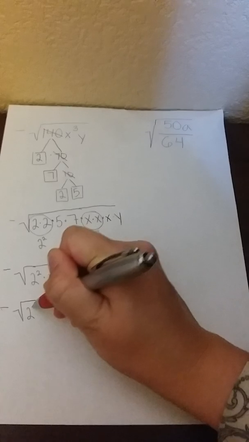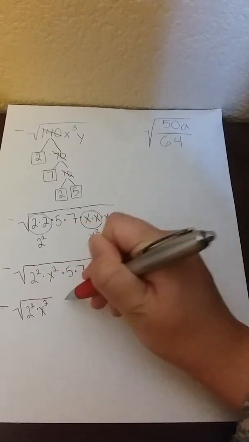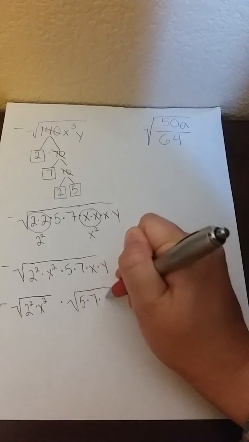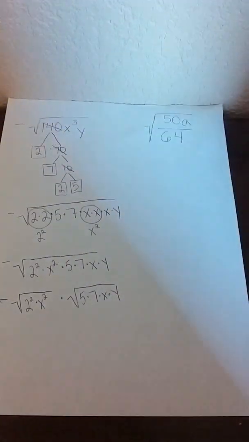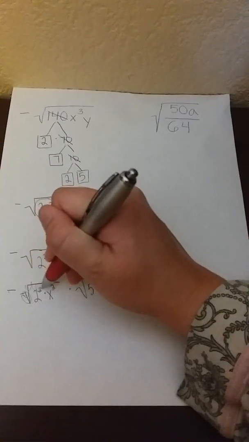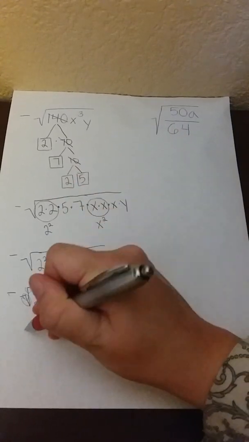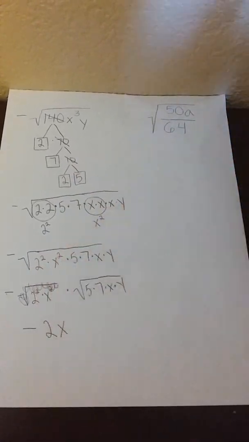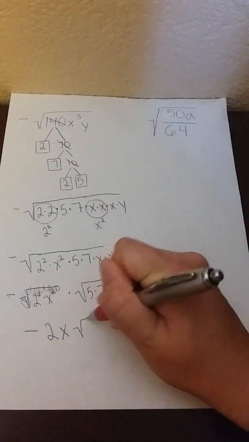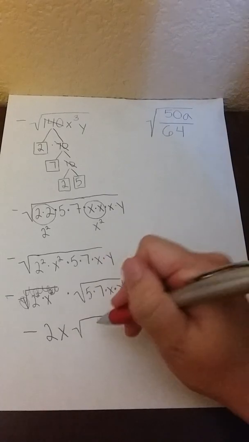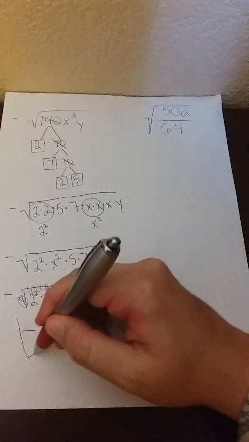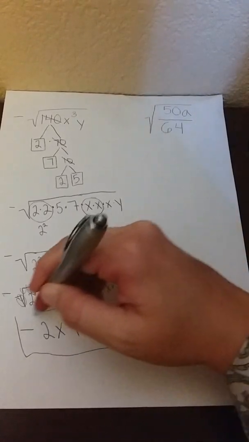So I have 2 squared times x squared times 5 times 7 times x times y. Again, the whole point of doing this is that squared and square root cross off. So this is just 2x with no exponents and no square root sign. And then square root of, I'm going to multiply these together. 5 times 7 is 35, xy. And that is the simplified version of this.